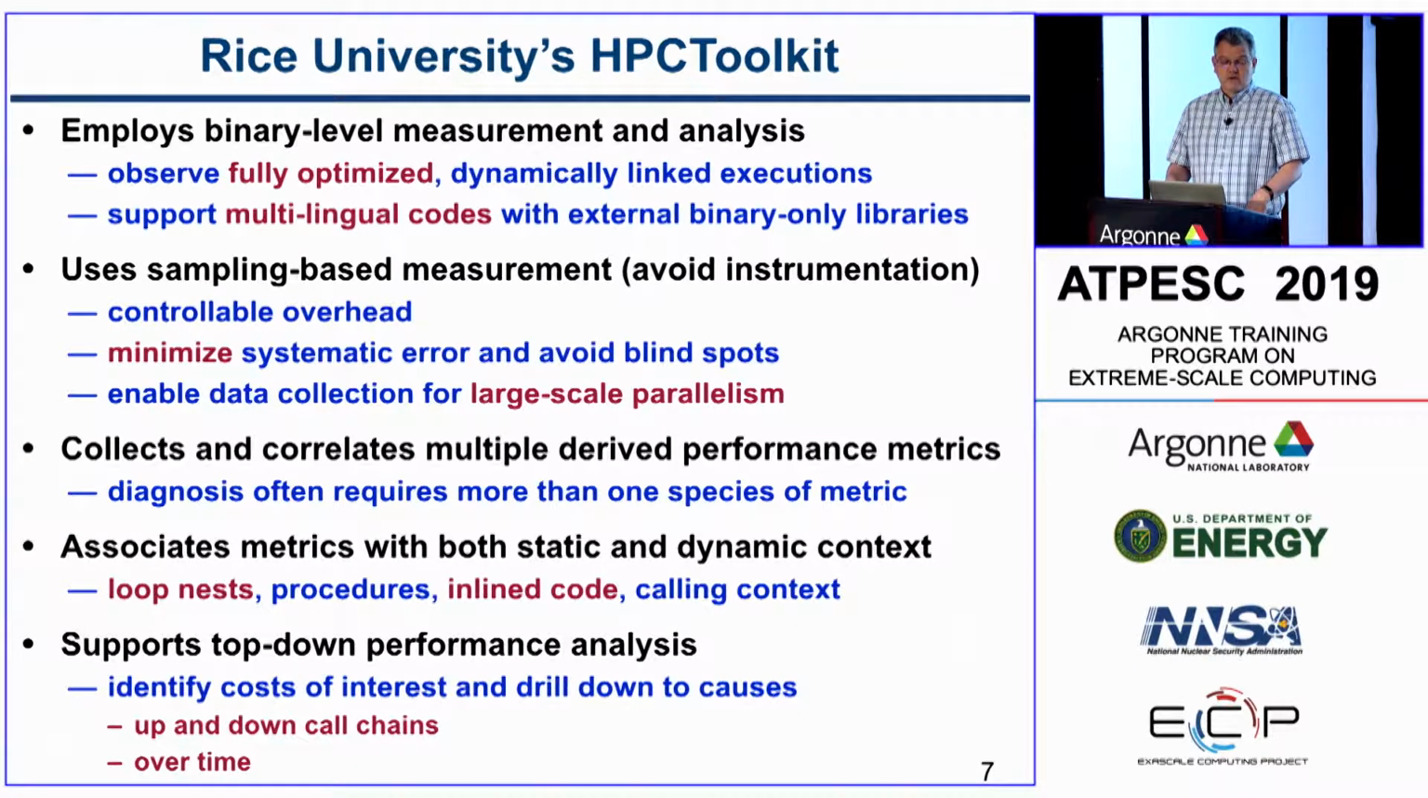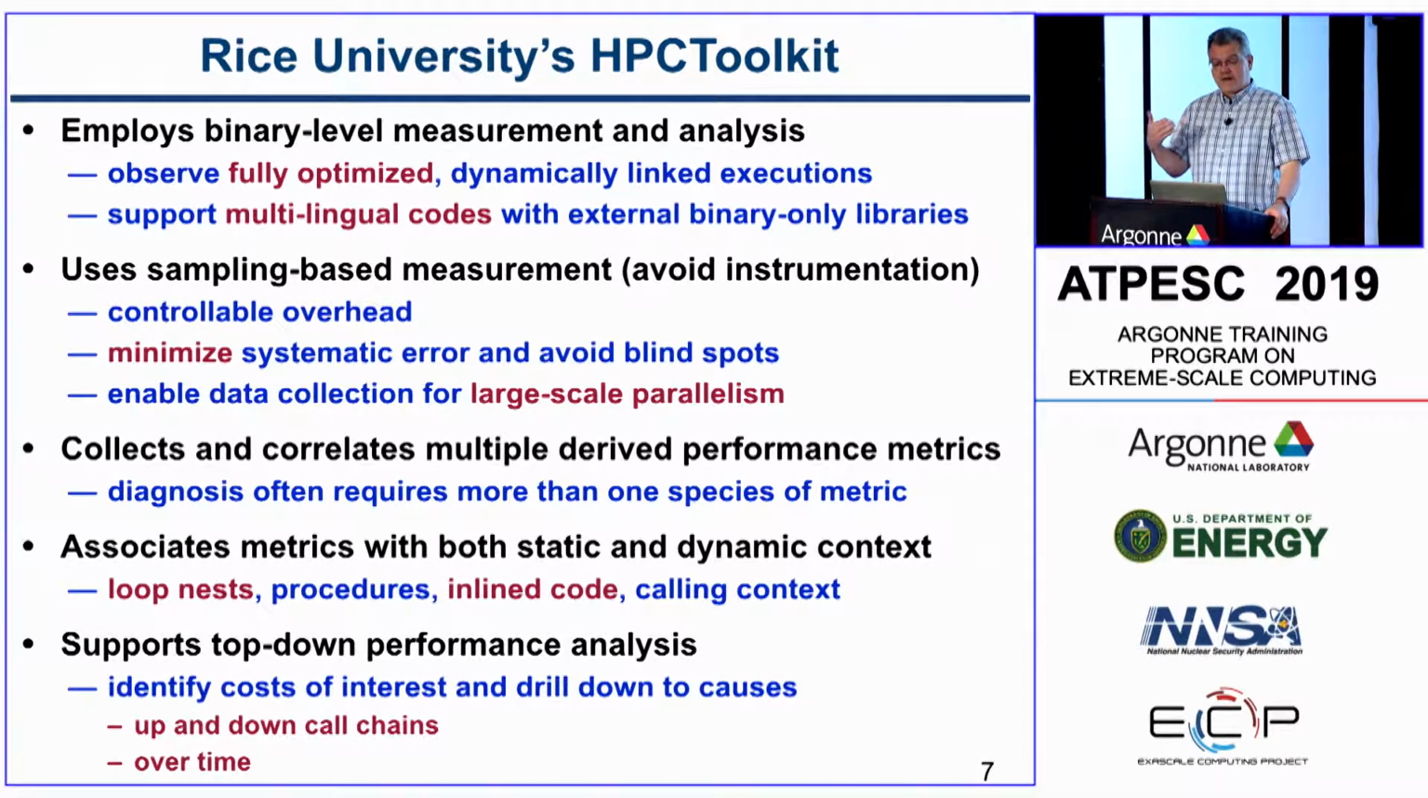And then we associate these metrics with both static and dynamic context. By dynamic context, what I mean is call chains. So you know that main calls A calls B, and I incurred some cost in B, and I can see how I got there. Now, why is that important? If you have some sort of coupled climate simulation and you find out you're spending time in MPI wait, you need to know, well, is the problem the ocean module, or is the problem the atmosphere module, or something else, right? And if we just know that it's an MPI wait, that's not going to tell us what we need to fix. And so we need this calling context.